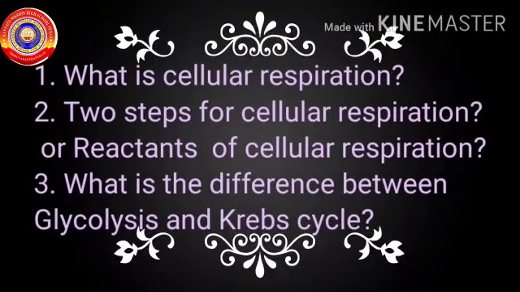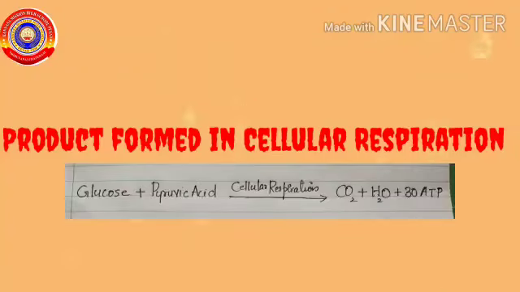From this topic, you are getting some important questions. Write these questions in your notebook, which is very important. The product formed in cellular respiration: glucose plus pyruvic acid, in the presence of oxygen, give rise to carbon dioxide plus water plus 30 ATP molecules.